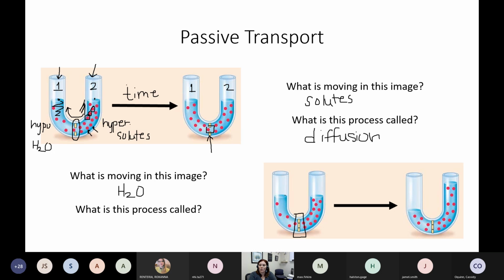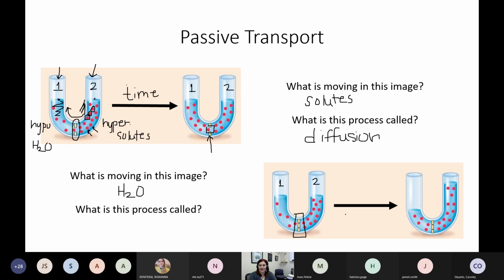So now we look at which side appears to have more water. Does side 1 or side 2 look like it has more water? Which side is water more likely to bump into another water molecule instead of a solute, instead of a red dot? We're divided, mostly landing on 2. Ironically, we actually have more water on side 1.